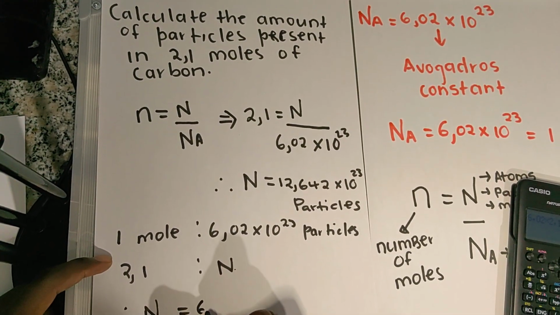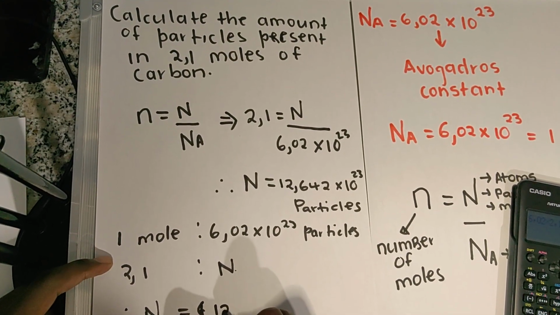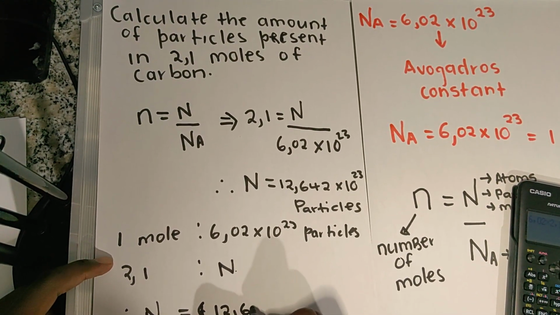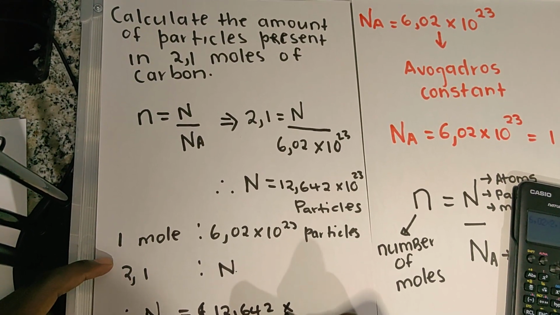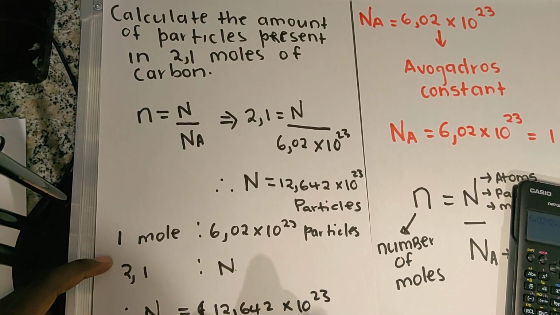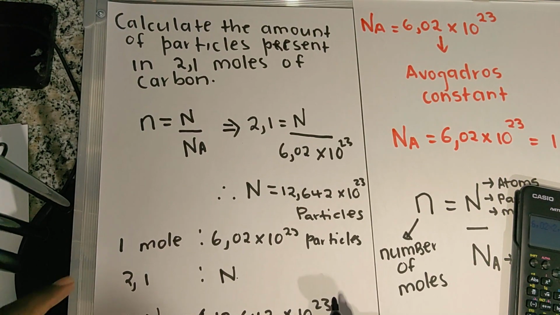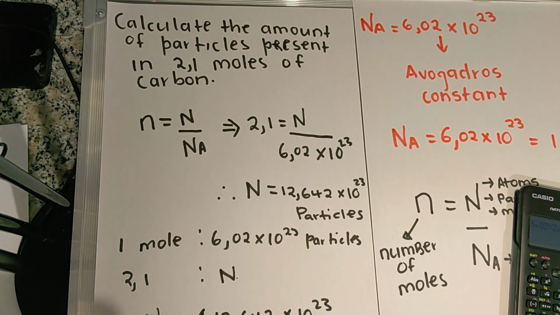We will get an answer of 12.642 × 10^23 particles. This is the end of lesson number 1 about the number of particles, number of atoms when we speak of the Avogadro's constant.